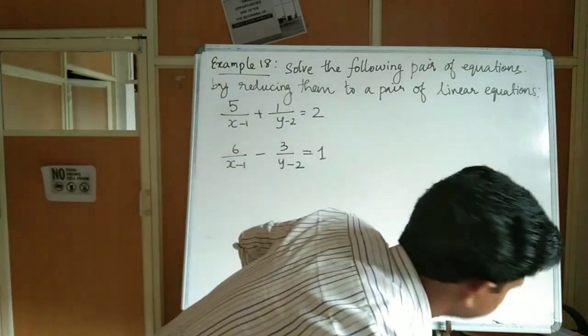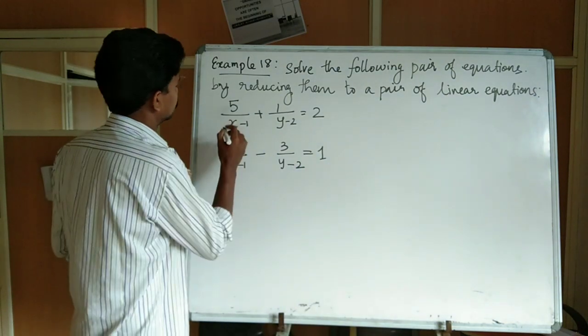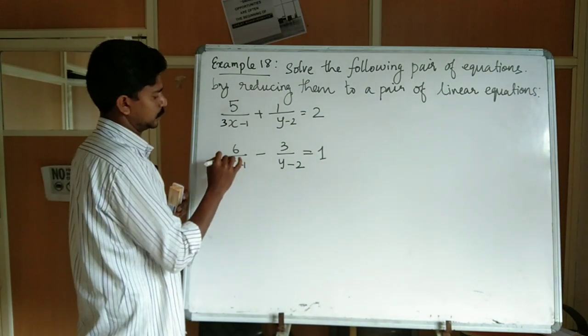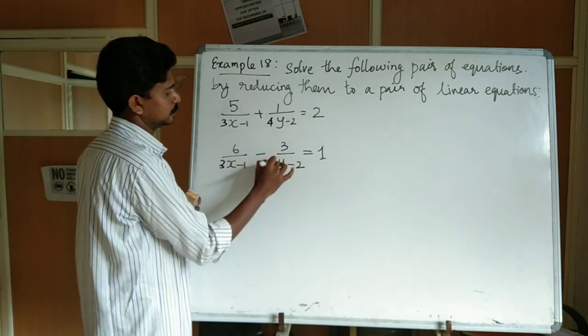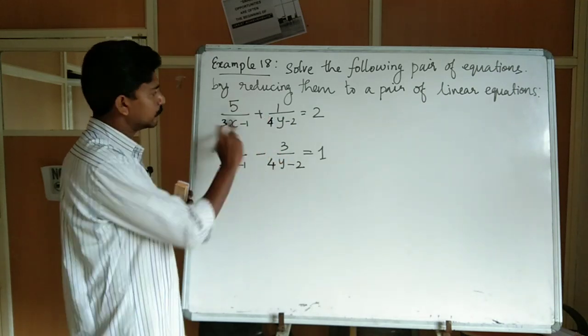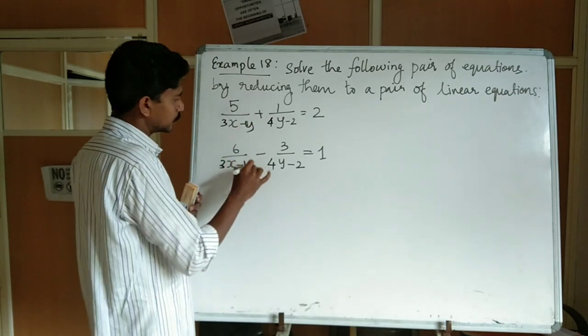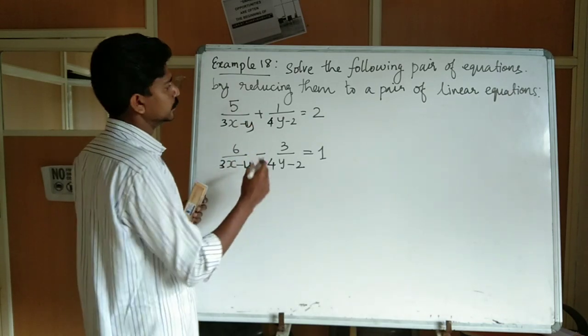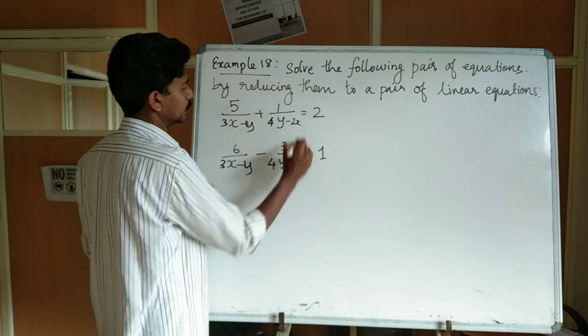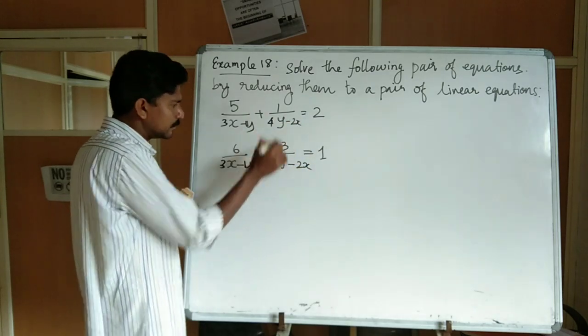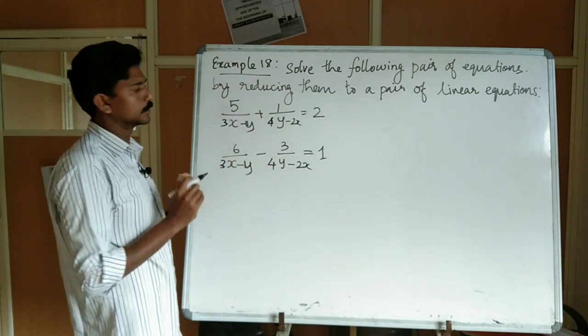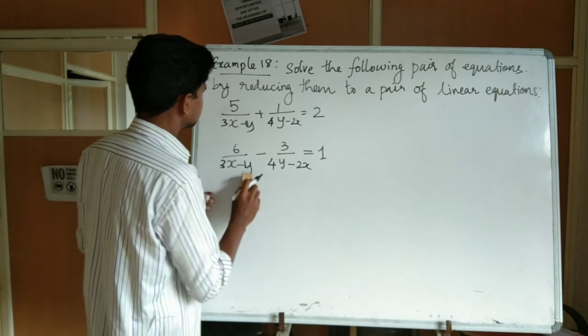Sometimes if you have like this also, 3x minus 1, and here also 3x minus 1, 4y something, here 4, the same numbers will be there. Sometimes you may get x minus y, here also x minus y, like that. Here we get 2x, but the same thing will be repeated. This is how we can identify it.